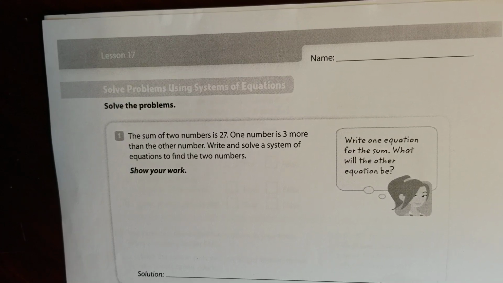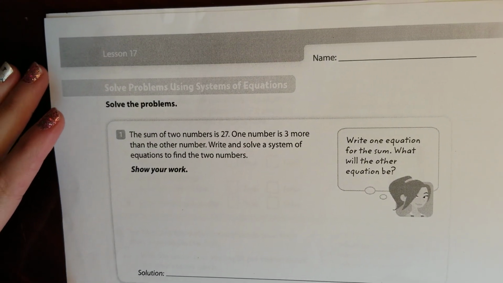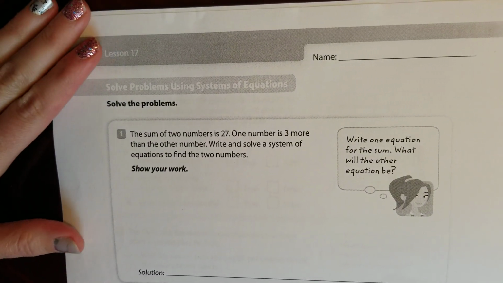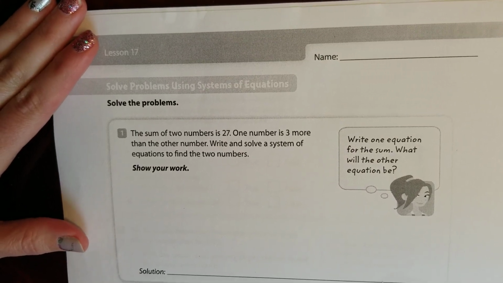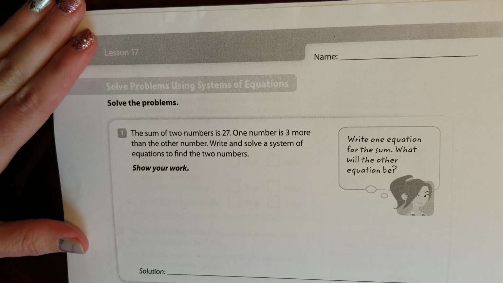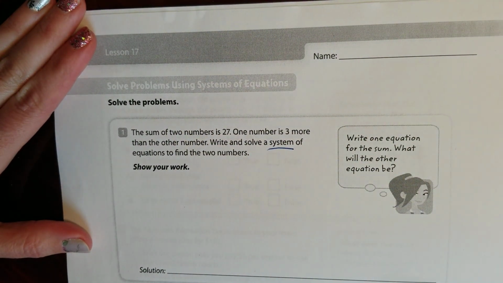This is our homework from Practice and Problem Solving 179 to 180. Number 1, it says the sum of two numbers is 27. One of the numbers is 3 more than the other number. Write and solve a system of equations to find the two numbers. So remember that a system is 2 or more equations.